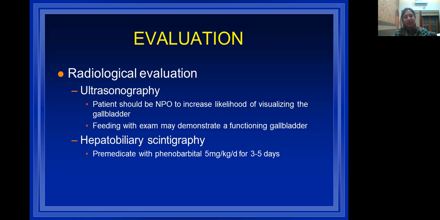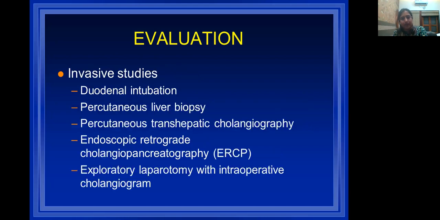So for ultrasonography, the patient should be NPO in order to increase the likelihood of visualizing the gallbladder, because feeding before the exam may demonstrate a normally functioning gallbladder. Then for hepatobiliary scintigraphy, 5 days prior to the HIDA scan, we have to give the child phenobarbital in order to maximize the clearing of the cholestasis, because phenobarbital, as we know, is a choleretic drug.